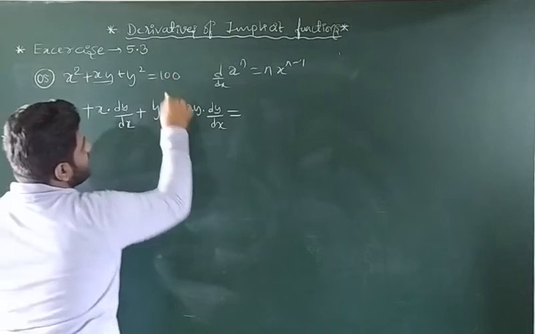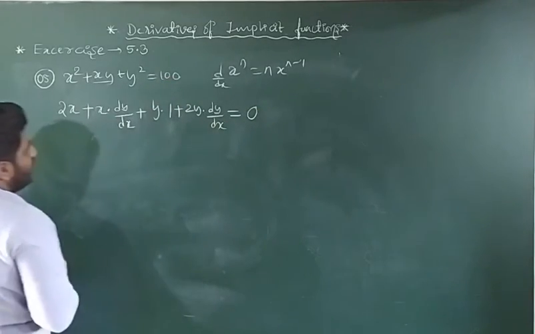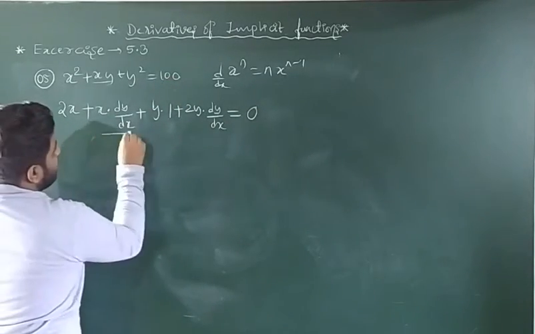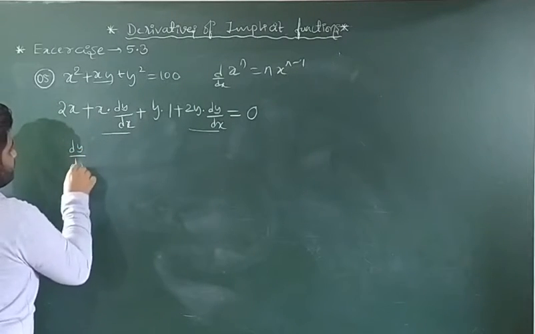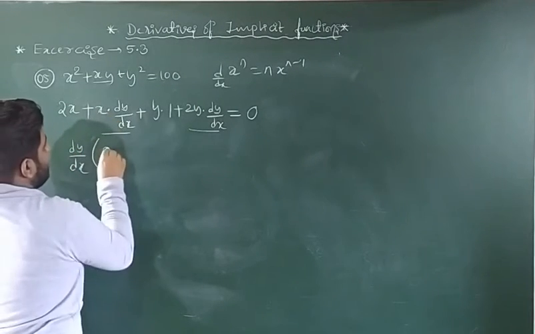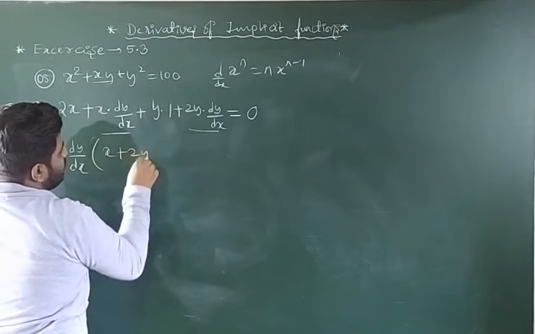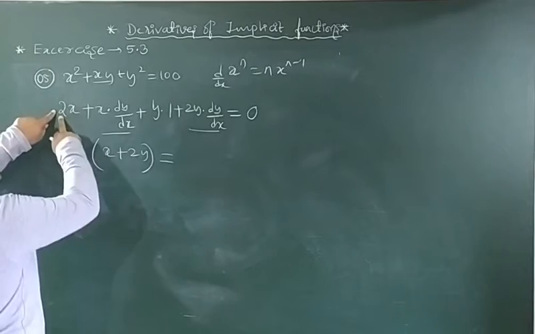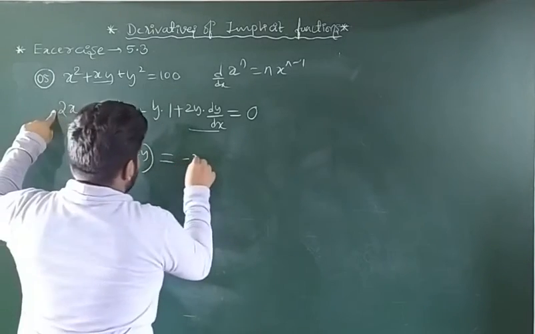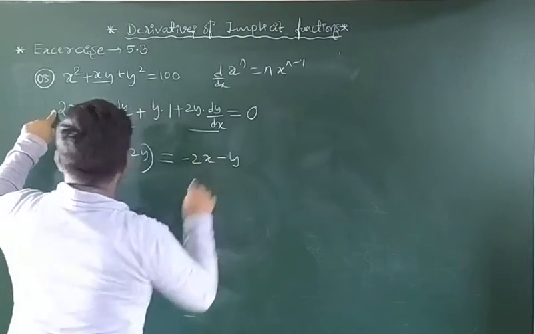This equal to differentiation of 100 is 0. So what we have to do? We have to take dy by dx term one side. So take dy by dx. What you are getting? X plus 2y. Remaining whatever term is there, you have to transfer that side. 2x is there, plus y is there. So minus 2x minus y we are getting.